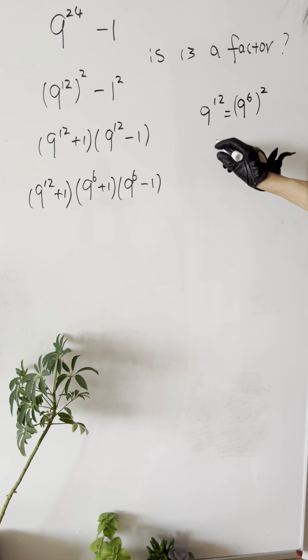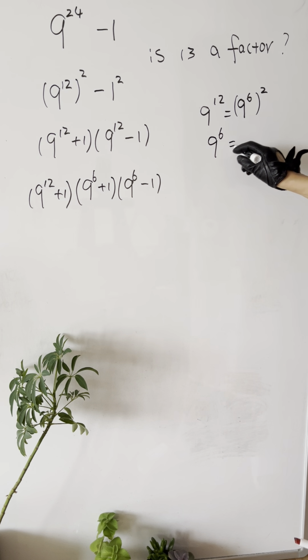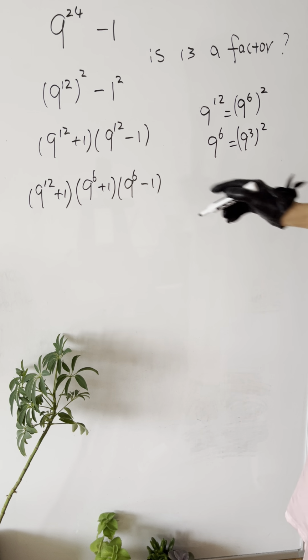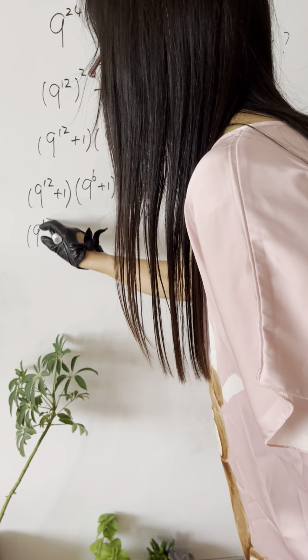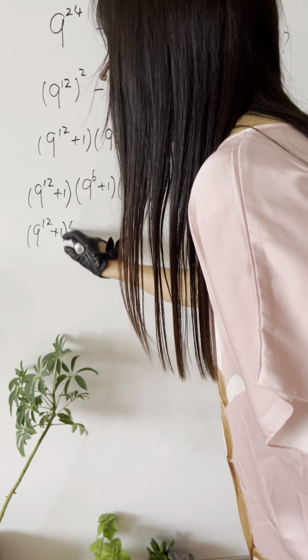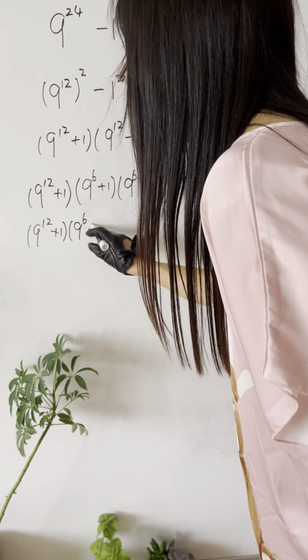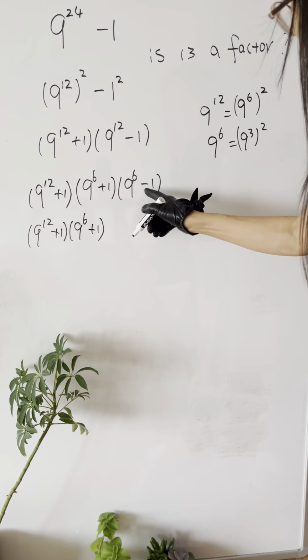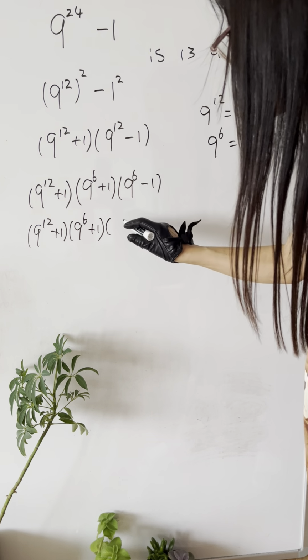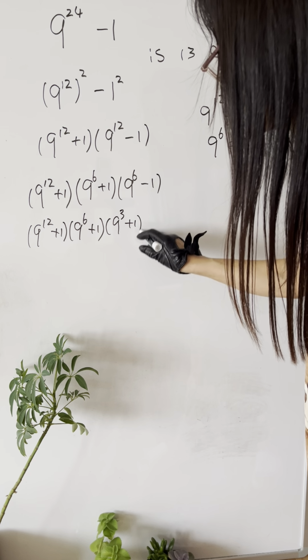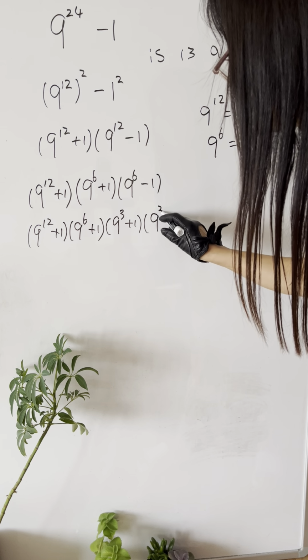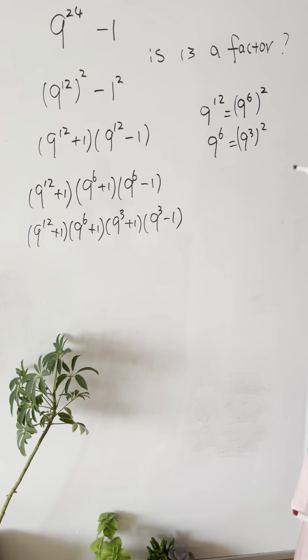Again, 9 raised to 6 is 9 raised to 3, squared. So this is the difference of 2 squares again. We keep writing this. Now we want to write this as difference of 2 squares. So that's 9 raised to 3 plus 1, and 9 raised to 3 minus 1.